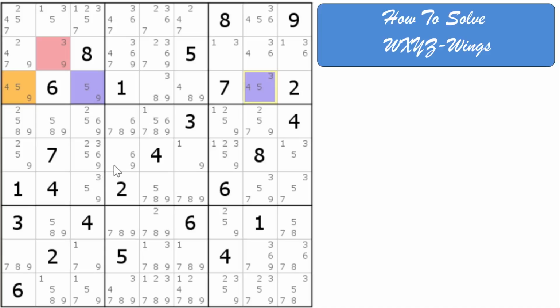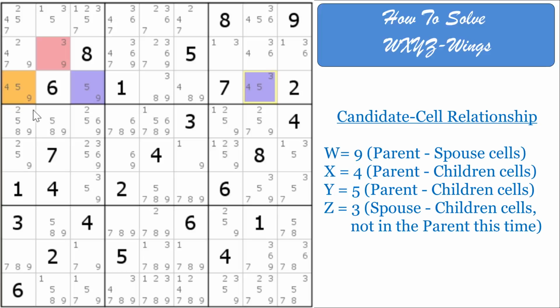Now, what's different about this one? Well, you probably noticed that one of the children is actually inside the block with the spouse and the parent. Does it still work? It will. The other thing you probably notice is that the bi-value cell they share, the 9, is also in this child, which is a little scary. I thought you said we couldn't have that happen. Well, I'll explain it to you.